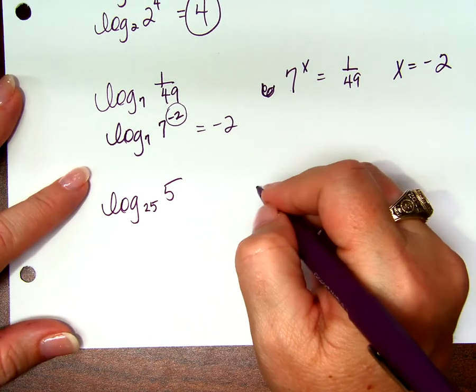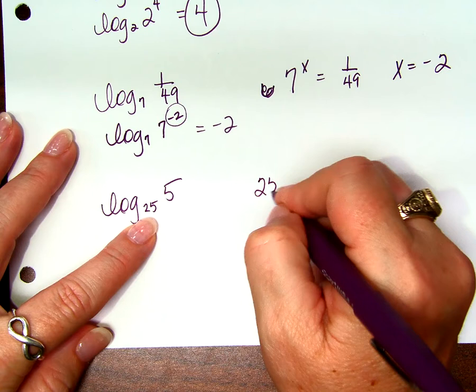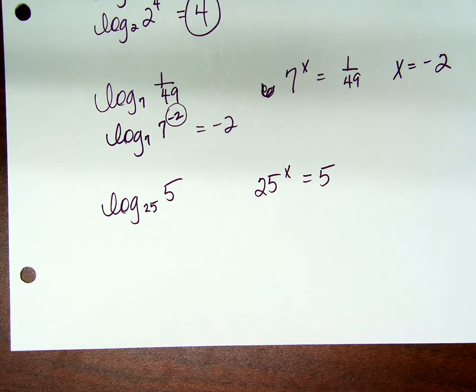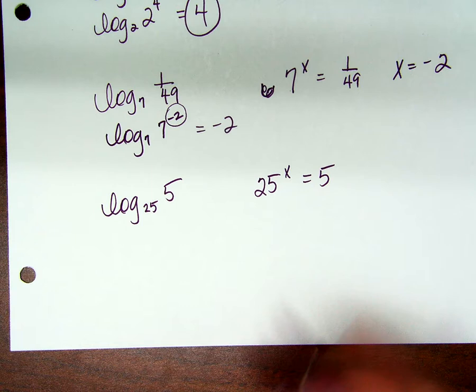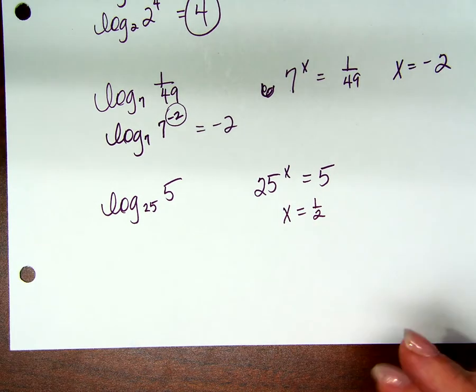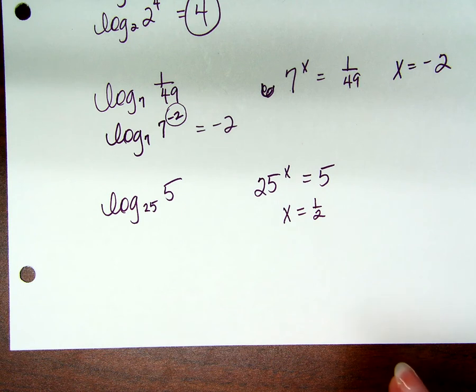Well, let's rewrite this in exponential form. 25 to some power equals 5. Well, 25 to what power equals 5? That's a good guess. What I need to do is take the square root of it, right? I need to take the square root of 25 to get 5. What exponent means square root? 1/2. Okay? So x equals 1/2. It's okay. Good guesses. Okay?